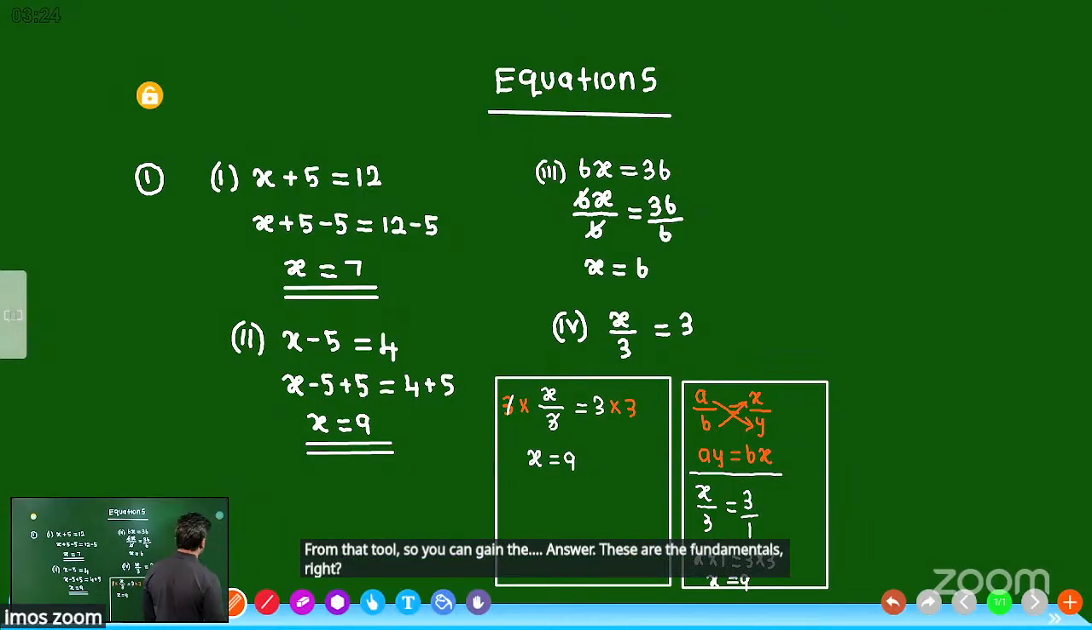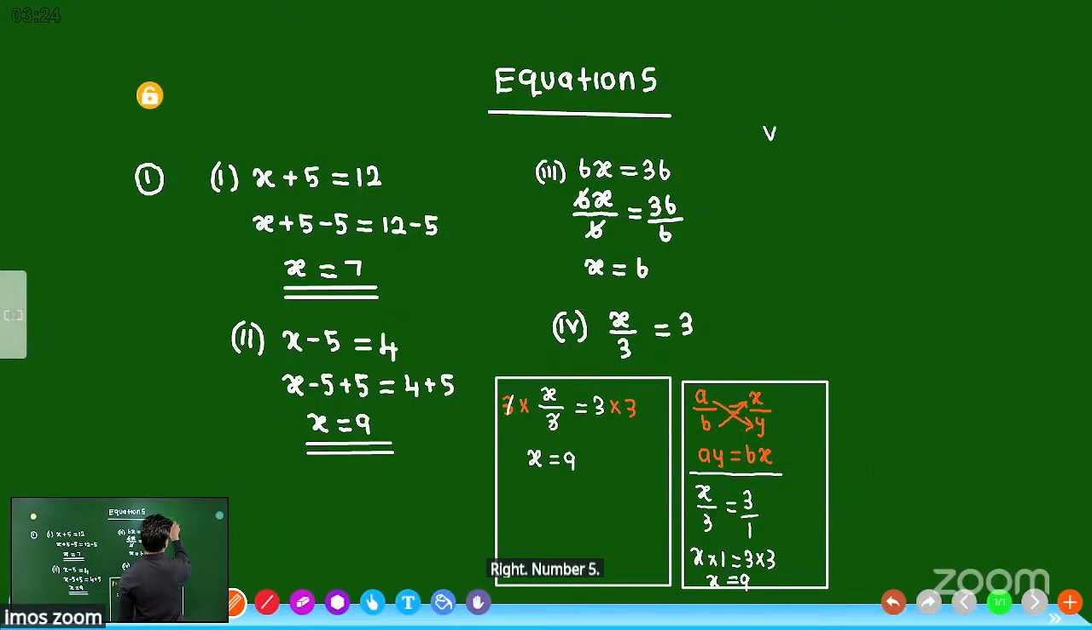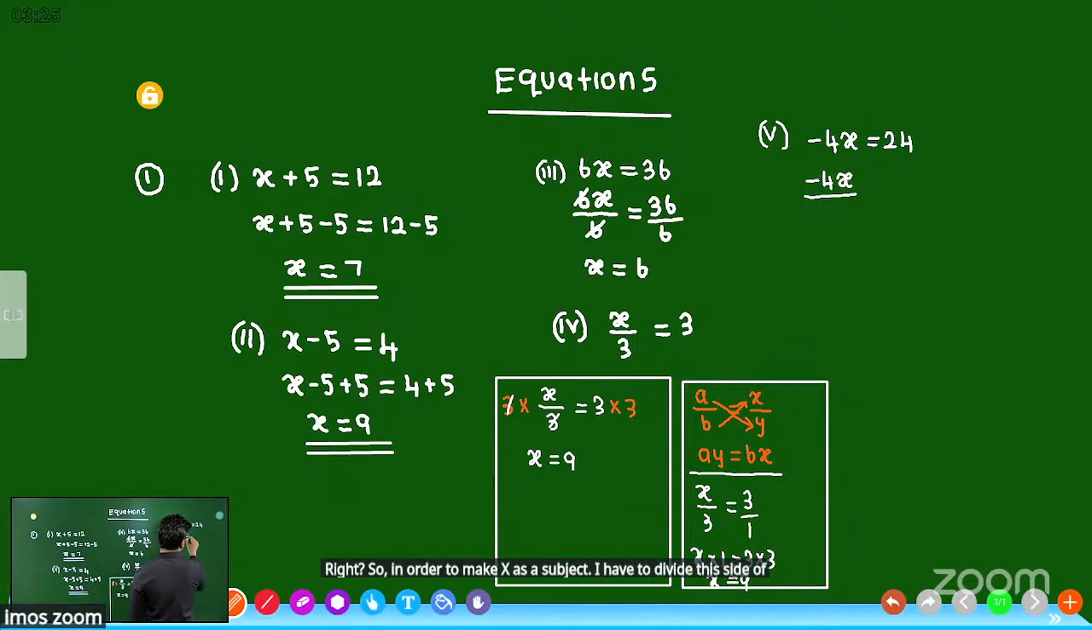Right. Number 5. Let's see number 5. If minus 4x is equal to 24, you need to make x the subject, right? So in order to make x the subject, I have to divide this side of the equation by minus 4. If you divide one side of an equation by something, you need to divide the other side of the equation by that thing. Here minus 4 goes to minus 4. So here it is plus.